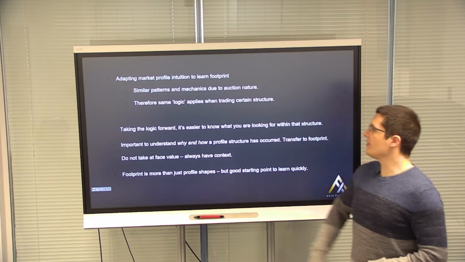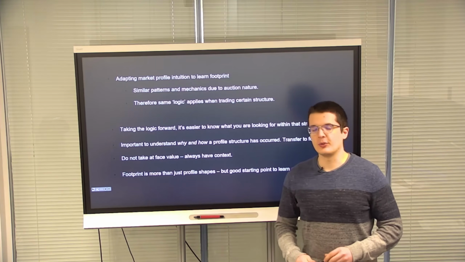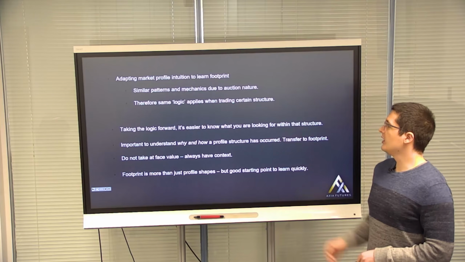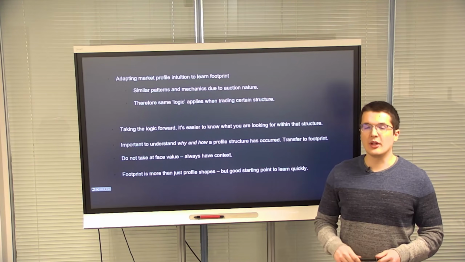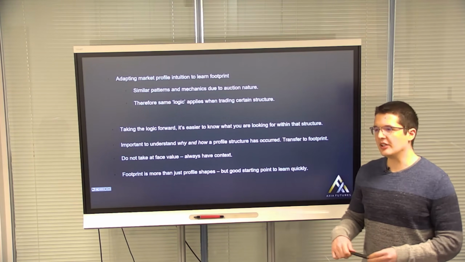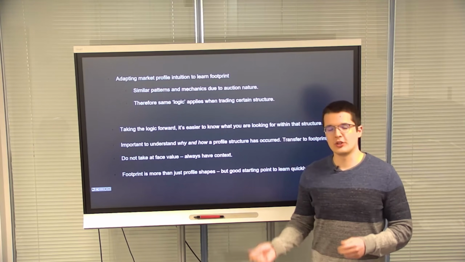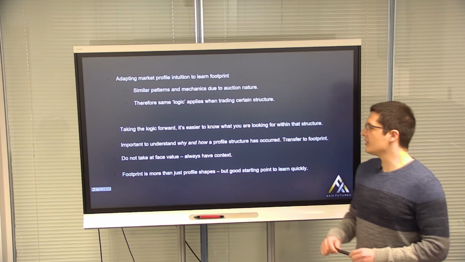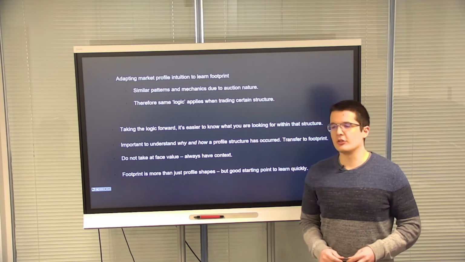And again, because you have a certain logic and a certain reference point to use, it's much easier to know what you're looking for while you're trading that structure, once you're trading within that footprint structure or market profile structure and so on. But this is something I emphasized last time, and I always emphasize.